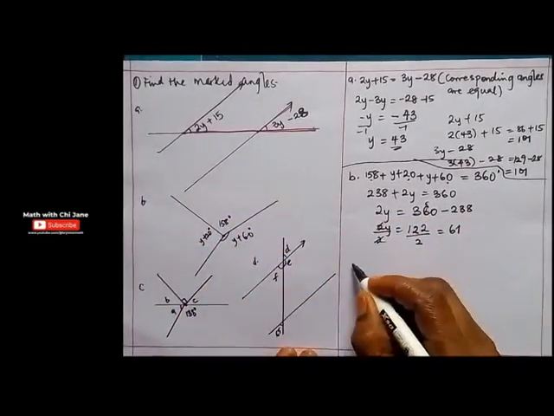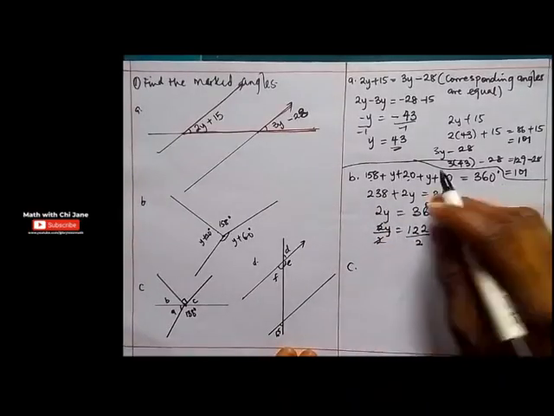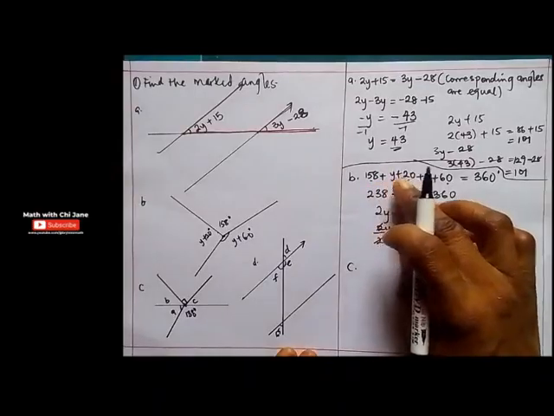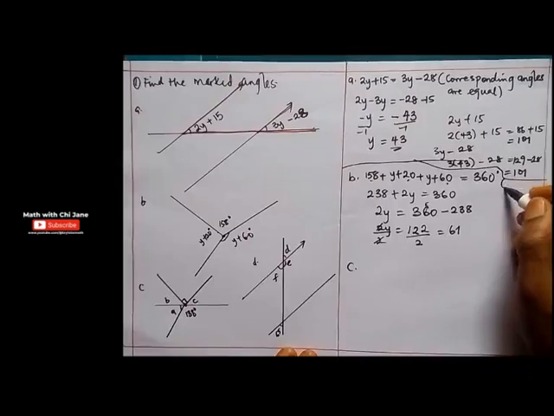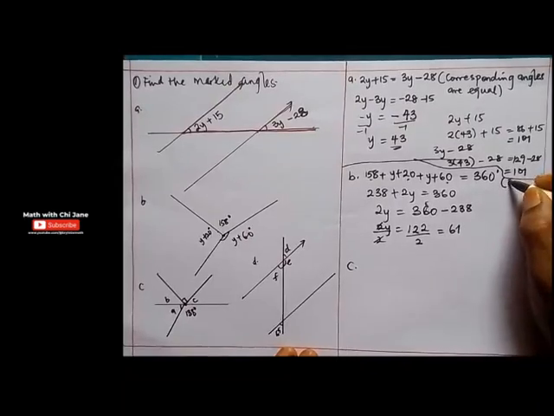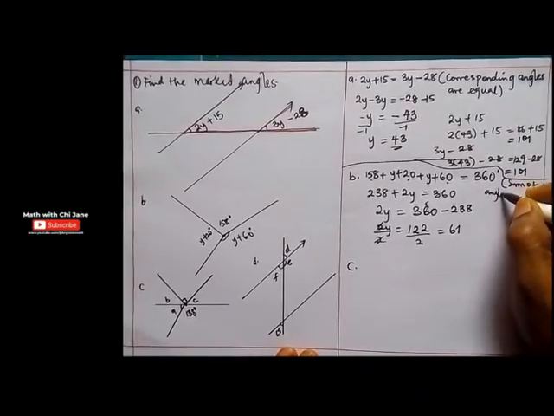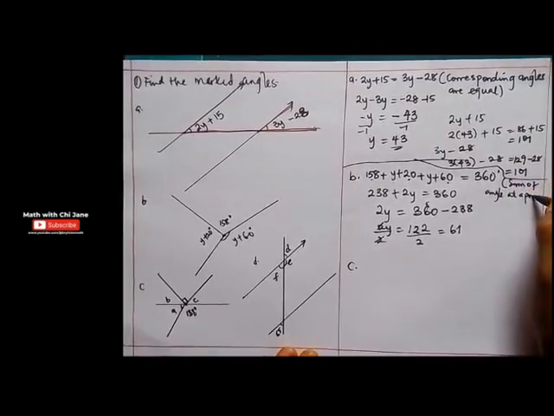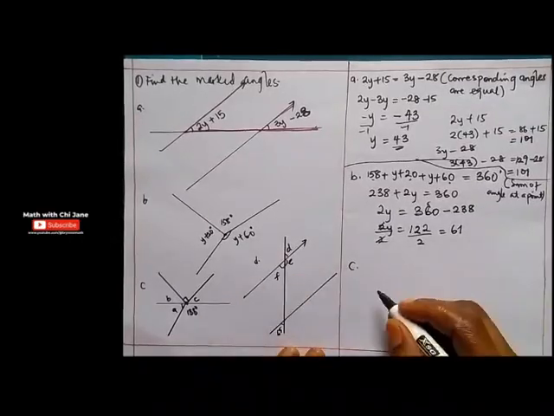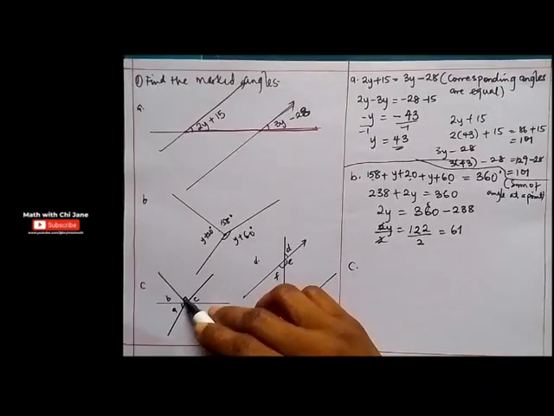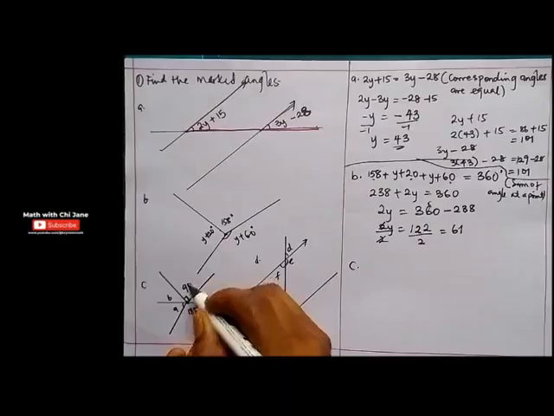Then for C now, when you sum up 158 plus y plus 20 plus y plus 60 to be equal to 360, we're supposed to write sum of angle at a point, because we said angle at a point is equal to 360. So also for this angle is already known. The angle that stands this way is 90 degrees. So we've known this angle.